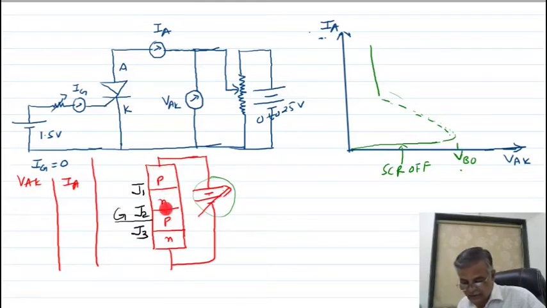The resistance offered by this PNP layer decreases, because mobility increases, conductivity increases, resistance decreases. So the voltage between these two points decreases. As a result, the voltage immediately decreases. You can see here the voltage decreases.